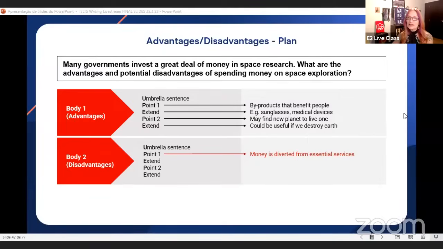So the first disadvantage is that money is diverted from essential services. So for example, in the US, they spend lots of money in space exploration, but there are big social and health problems. Okay.